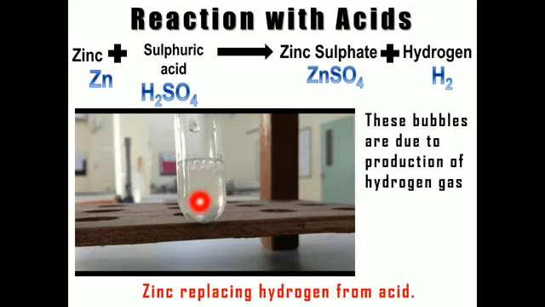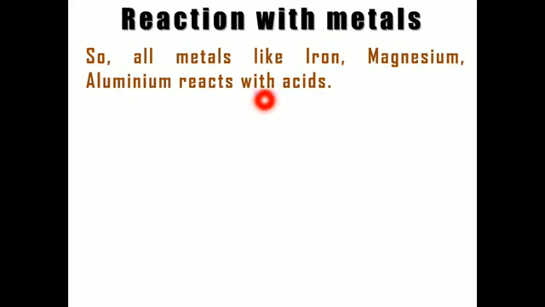Because of the replacement of hydrogen from the acid. So this hydrogen gas is free to release, and this replacement is done by the metal. Here it is zinc. You can perform this reaction with other metals like iron, magnesium, and even aluminium. The same hydrogen gas is going to form, the same bubbles will come out when we perform this type of reaction with the acid.